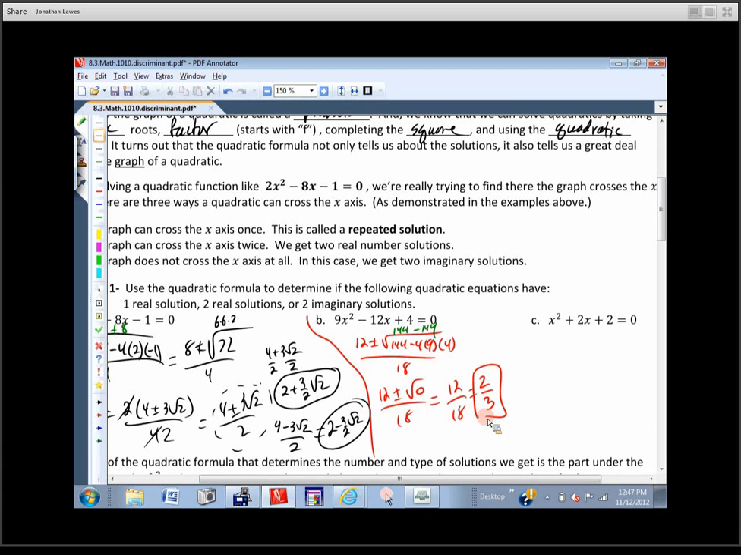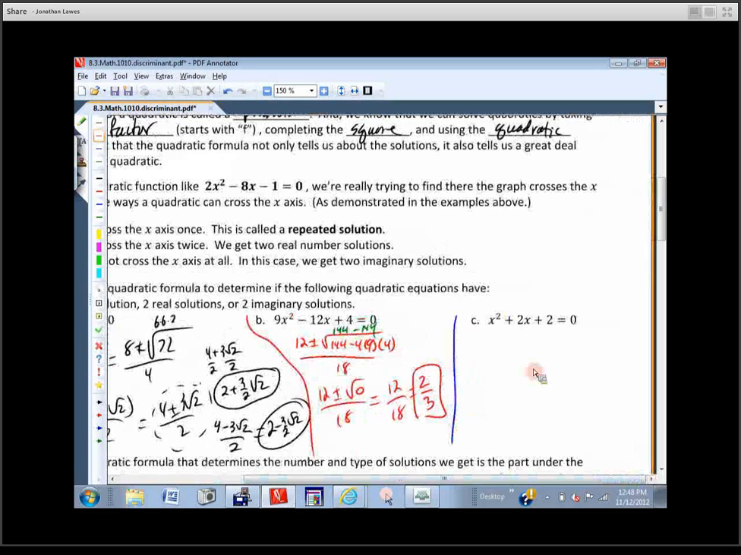Only one answer. What does that mean about this graph? How many places does it cross the x-axis? Once. Just once. Okay, this would be called a double solution or a double zero, a repeated solution, whatever you want. It only has one x-intercept. Okay, and then let's take a look at the next one.